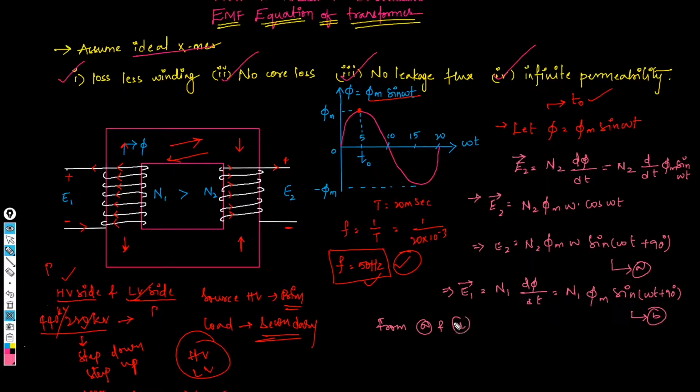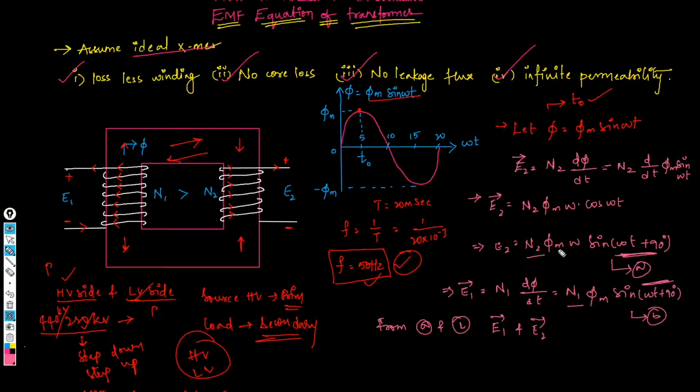From equation A and equation B, you can see that the E1 phasor as well as the E2 phasor are both in the same phase. Same phase in the sense here the angle is omega t plus 90 degrees, and here also the angle is omega t plus 90 degrees. So both the E1 and E2 induced EMF phasors are in the same phase, and they should be in the same phase because N1 and N2 are constant terms, and constant terms can't change the phase or create a phase difference between the two equations.